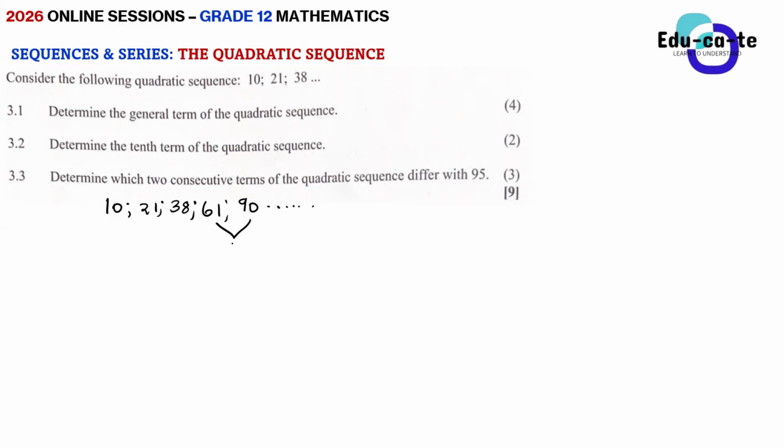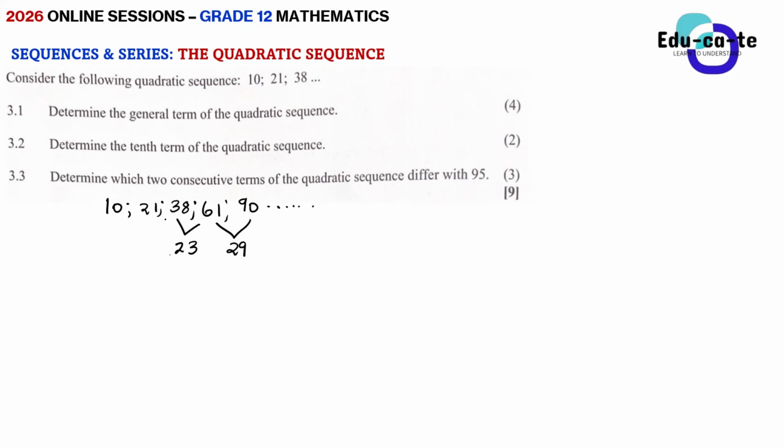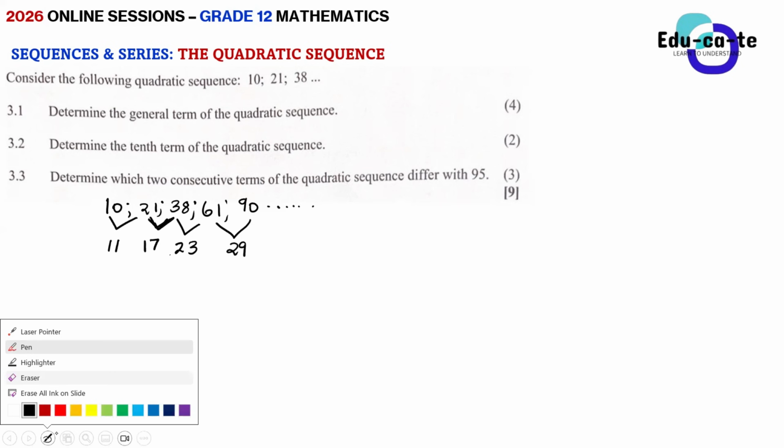29. And then the difference between 61 and 38? 23. The difference between 38 and 21? 17. And then the difference between 21 and 10? 11. All right. So let me just say, guys, they did not tell you that this is a quadratic sequence.